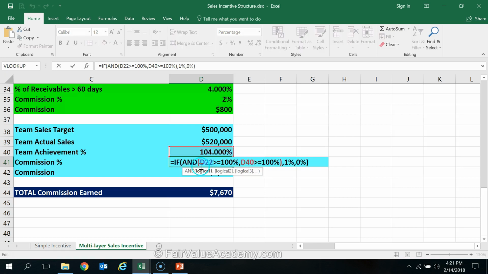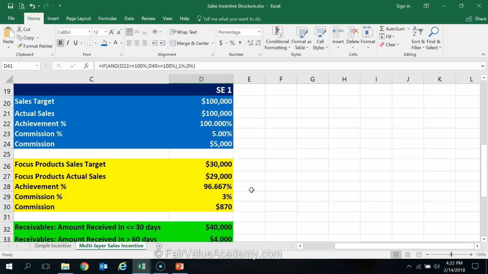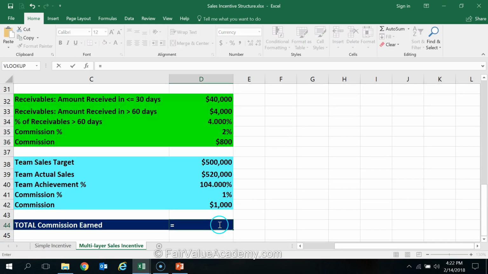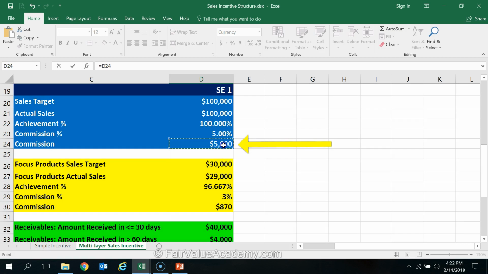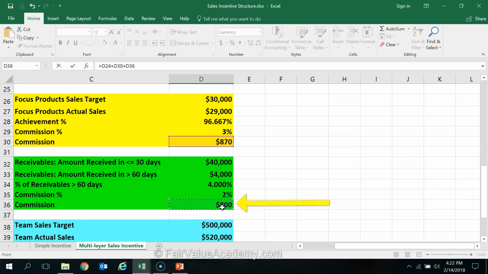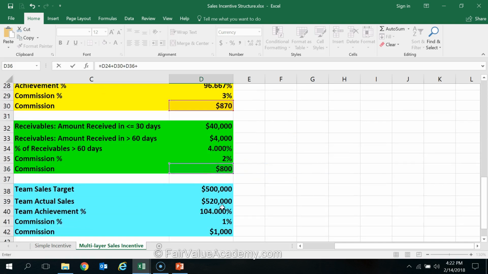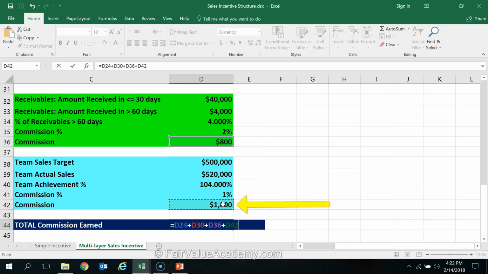And what is that? So D22 greater than or equal to 100%, and D40, which is this, should be greater than or equal to 100%. And in that case, the commission is 1%, otherwise 0%. And the final commission would be the addition of all these 4 layers. We are going to select this first by clicking, then we type plus, then we click here to select this cell, type plus, we click here to select the cell, plus, and we click here and hit enter.